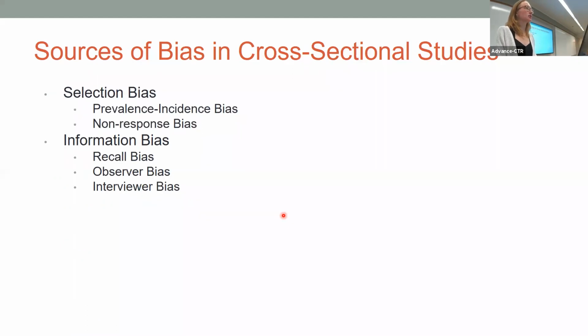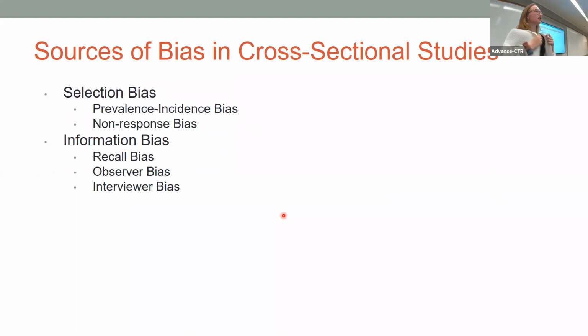Okay, so sources of bias in cross-sectional studies. Again, it falls under 2 categories, selection and information. The new ones here are prevalence incidence bias and recall bias and observer bias. I know we went over observer bias. So prevalence incidence bias is the failure to account for people who have died from this disease. Because prevalence is calculated as the number of individuals with a disease out of the total number of individuals in that population, we're completely disregarding the subjects who might have just died from that disease. We're also disregarding the subjects who are going to develop that disease tomorrow. And so because we're not including those in our calculation of prevalence, we're missing out on some information, and that might bias our results.